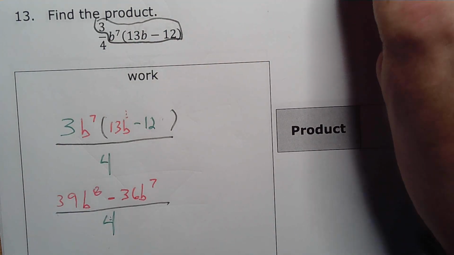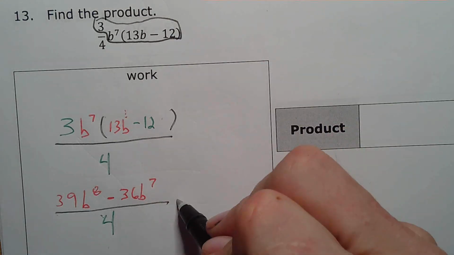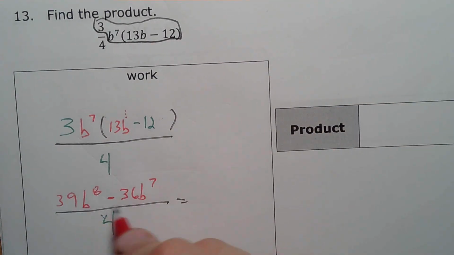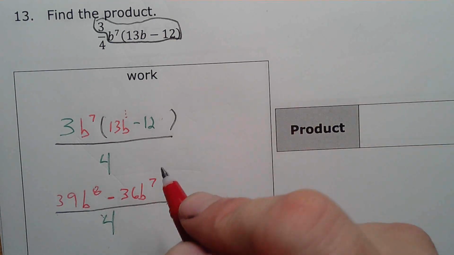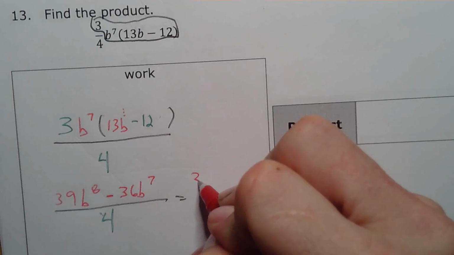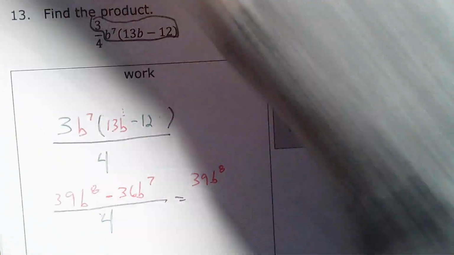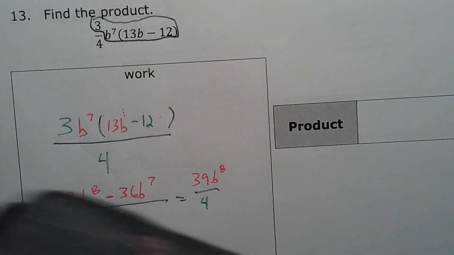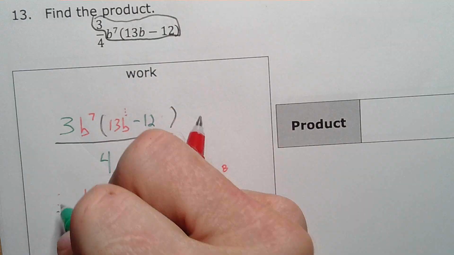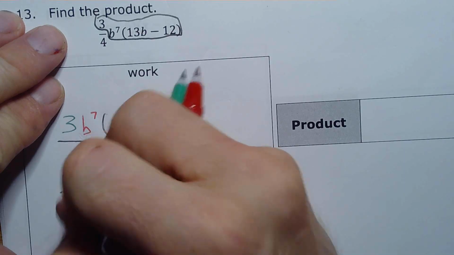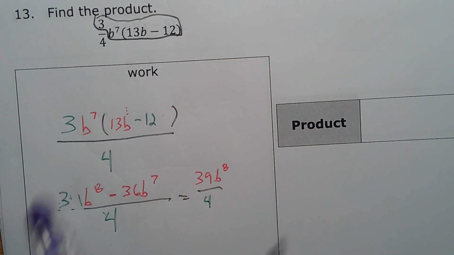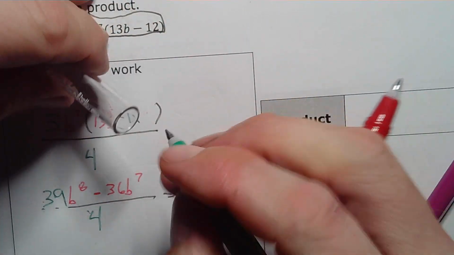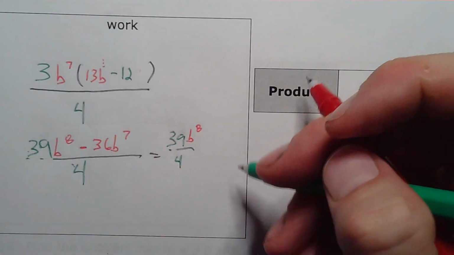So now can I divide anything else? This is going to be equal to 39. These aren't the same. b to the 6th, b to the 7th, b to the 8th, those aren't the same. So I can split this into 39 b to the 8th divided by 4. I can make this green. Oh, that was 36? No, that was 39. 39 divided by 4 is still 39 divided by 4.